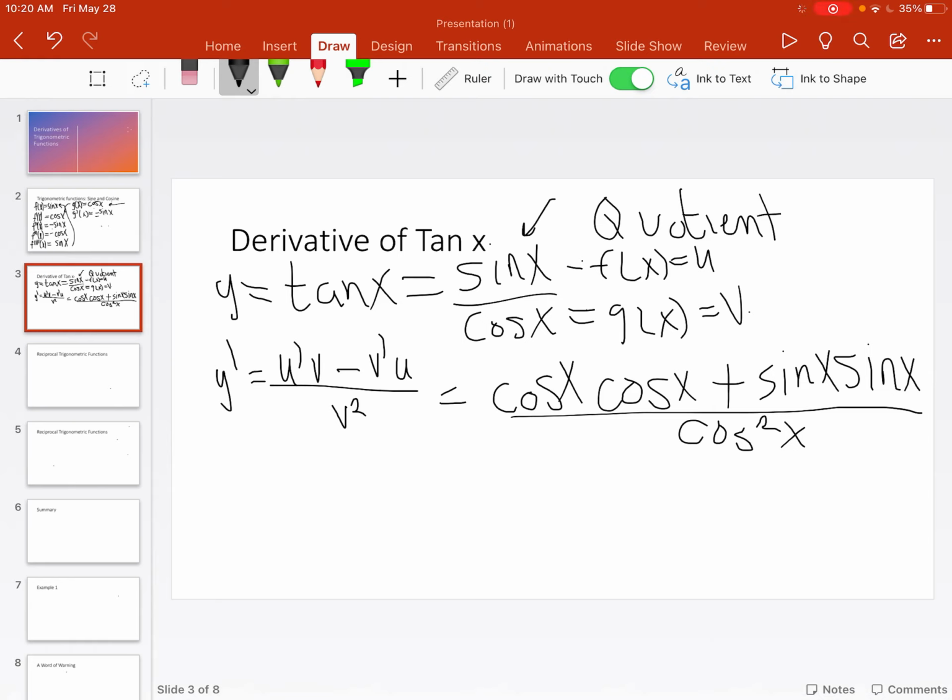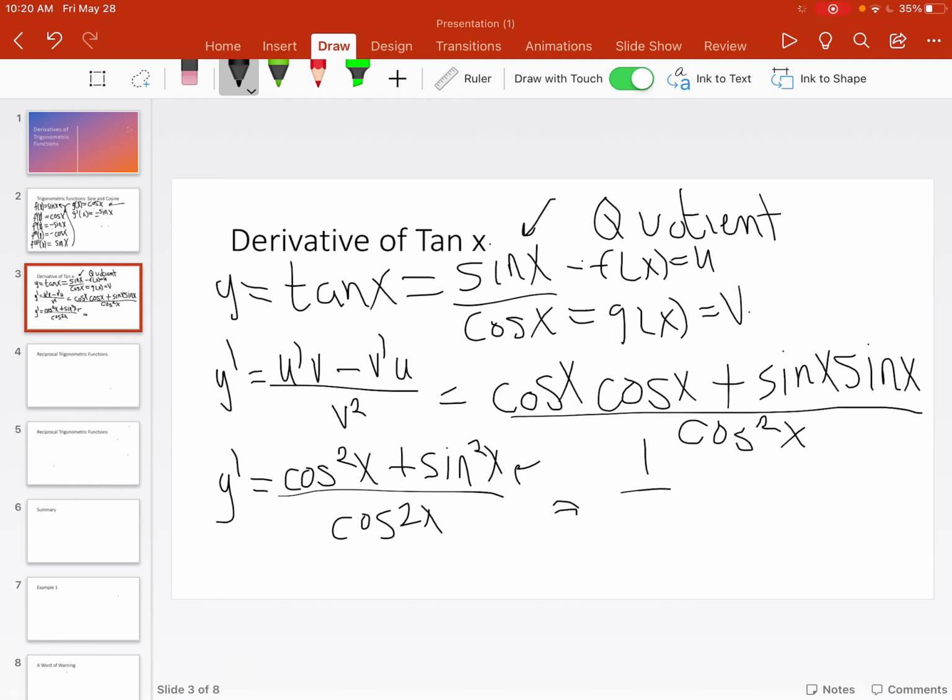We need to use another trig identity because we're not done yet. This numerator, there's a trig identity for it. And it's probably the most important trig identity you'll be using in calculus, because you're going to be using it so much. So y prime is cosine squared x plus sine squared x, all over cosine squared x. Our trig identity says this is 1. The numerator is just 1. So we've got 1 over cos squared x.